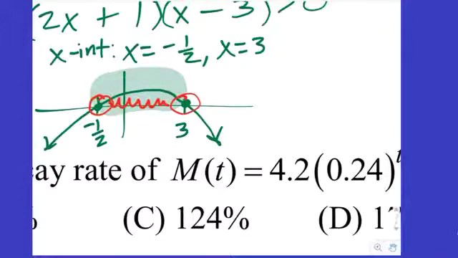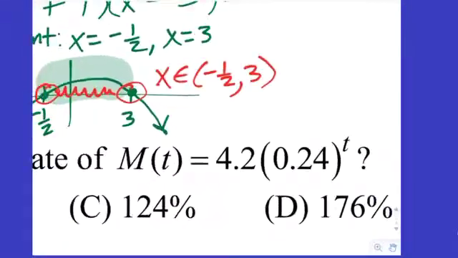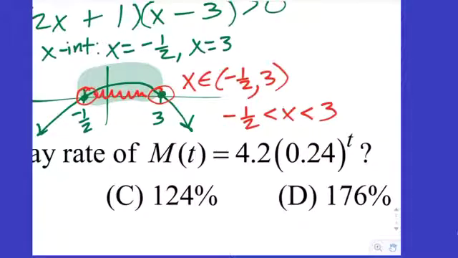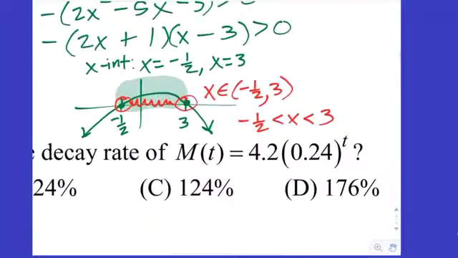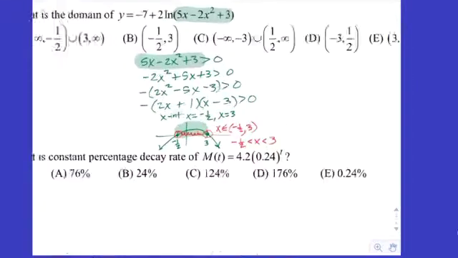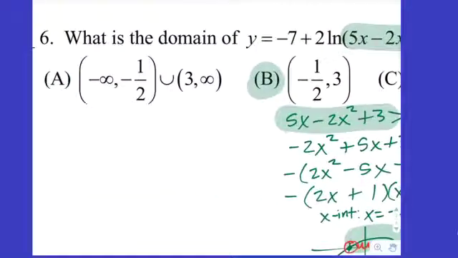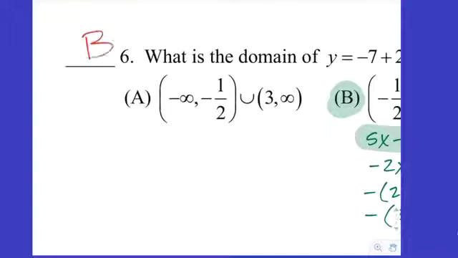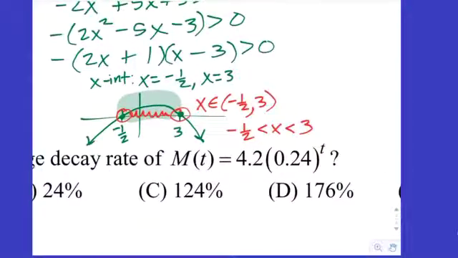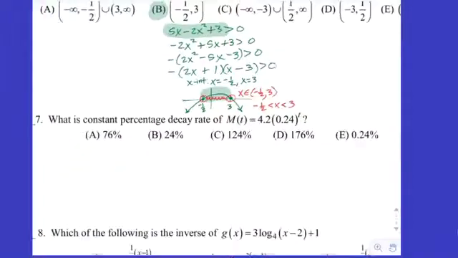Your answer in interval notation is (-1/2, 3), and you could put an x ∈ there. In inequality notation, that would be -1/2 is strictly less than x, which is strictly less than 3. Because it opens down, it's positive between the x-intercepts. Had it opened up, it would be everything outside the x-intercepts. Now you look for that answer, -1/2 to 3, and it's B. Tomorrow, again, you won't have the answer choices. You'll just list it in either inequality or interval notation.